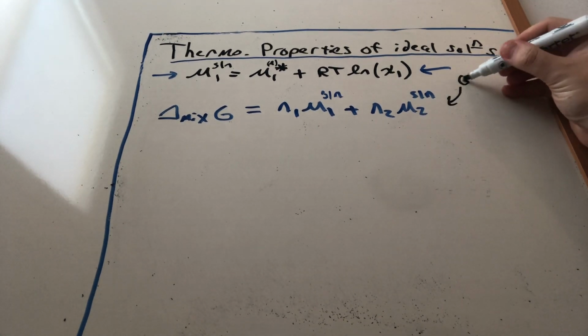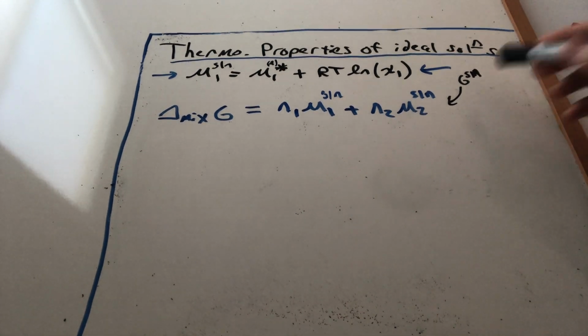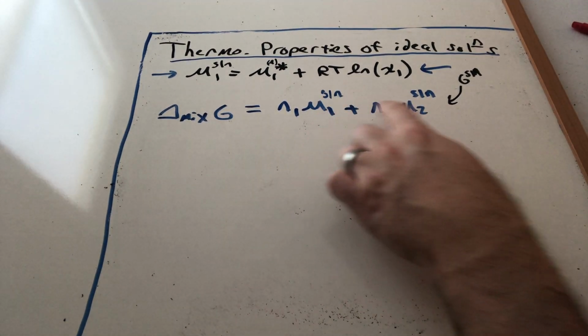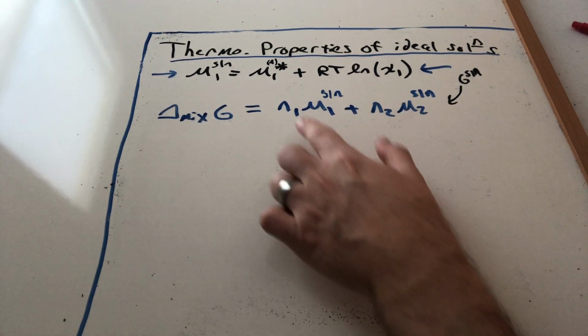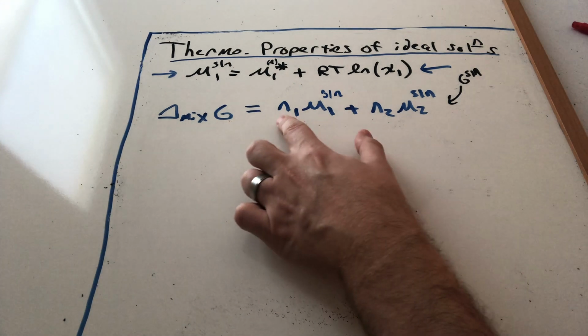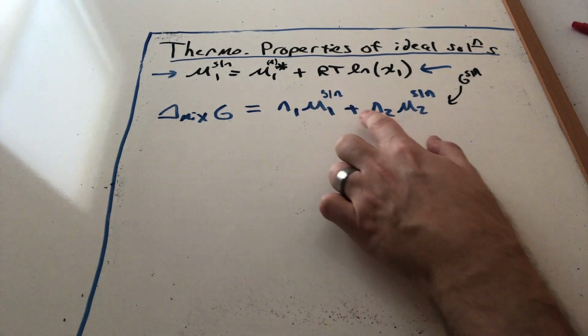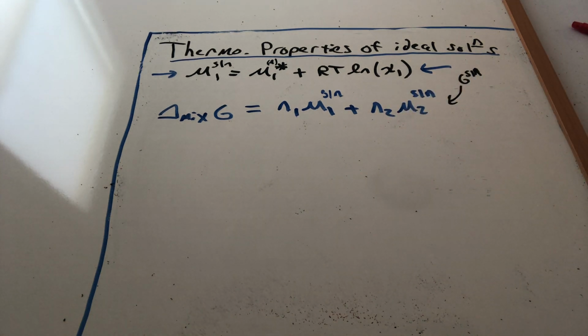I'm going to explain it one more time, all right? If you think about the total G for that solution, you have the chemical potential of each contributing to the total G, but how do they contribute? It depends on how much of the actual components are there in that solution. So we have N1 mu1 for solution plus N2 mu2 for solution. That is equal to G for the solution.